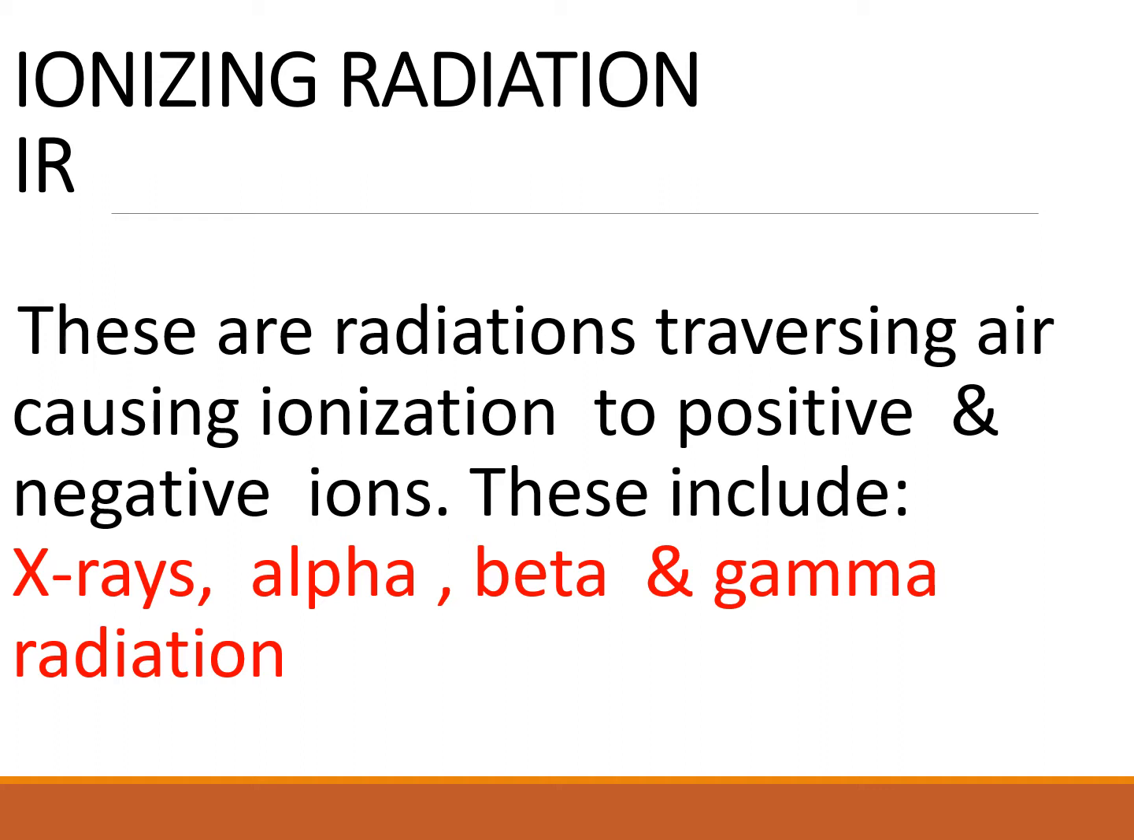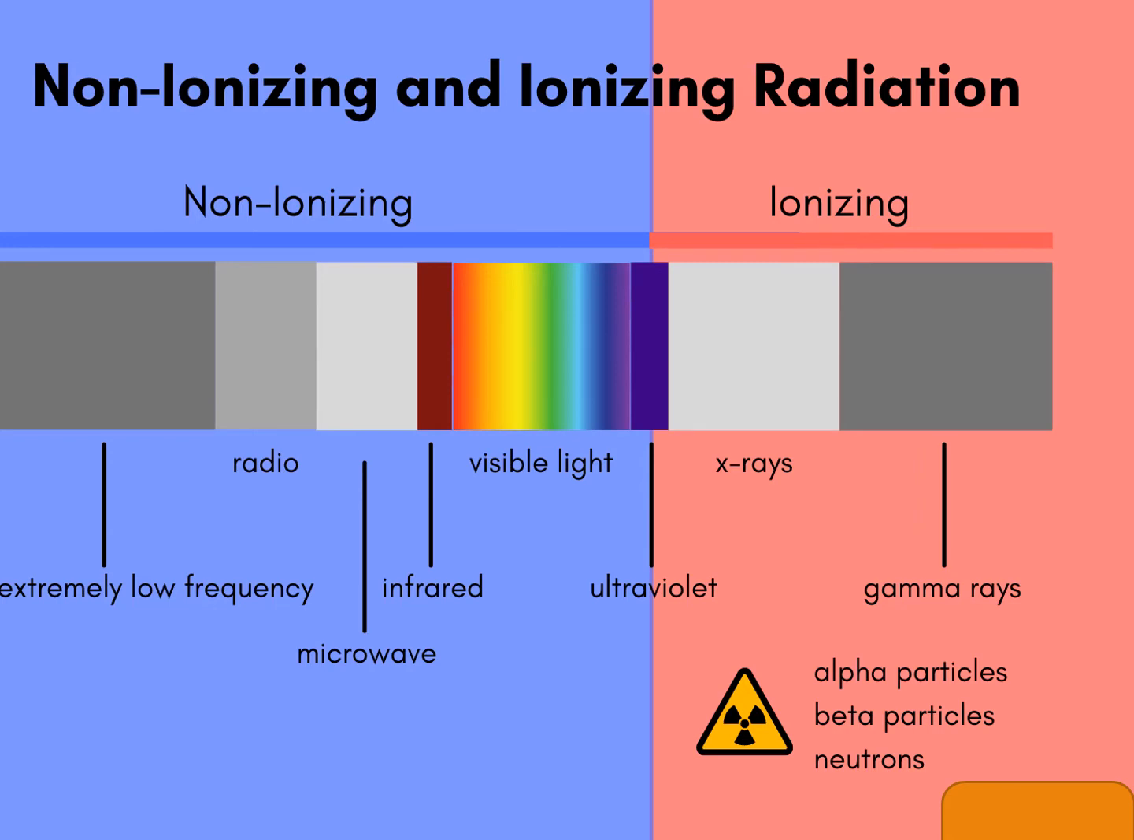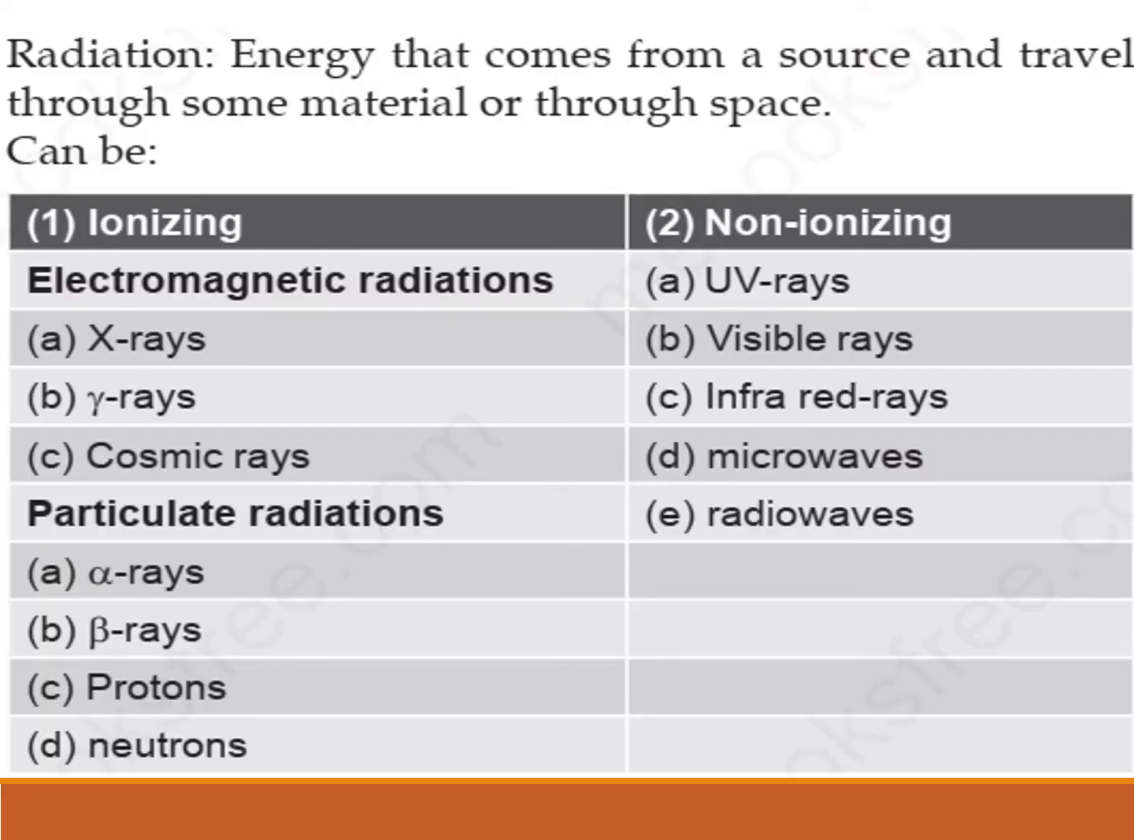These ionizing radiations include X-rays, alpha, beta, and gamma radiation. This diagram shows non-ionizing and ionizing radiation. On the left side are the non-ionizing types, and on the right side are the ionizing types. As you see, the ionizing are gamma rays and X-rays. The non-ionizing are extremely low frequency, radio frequency, microwave, infrared, visible light, and ultraviolet.